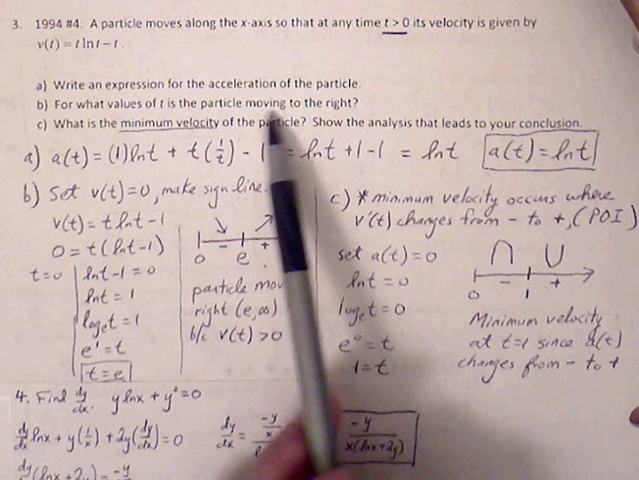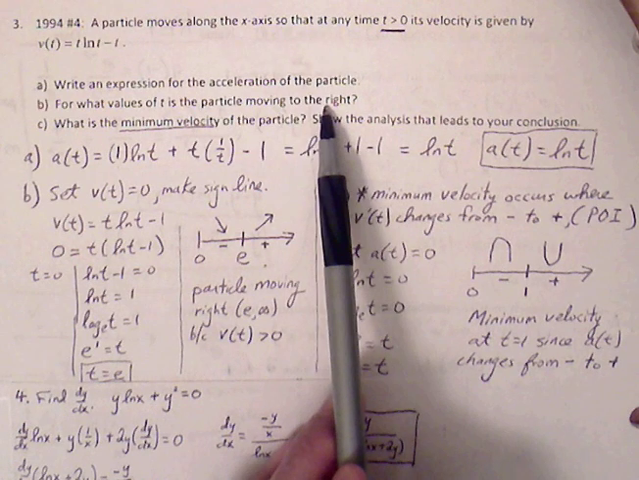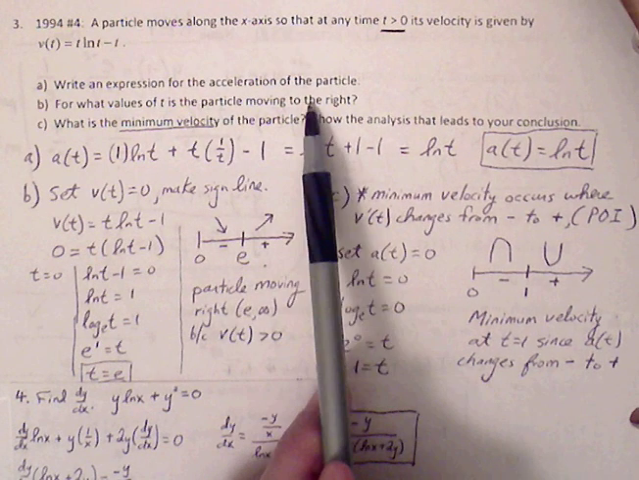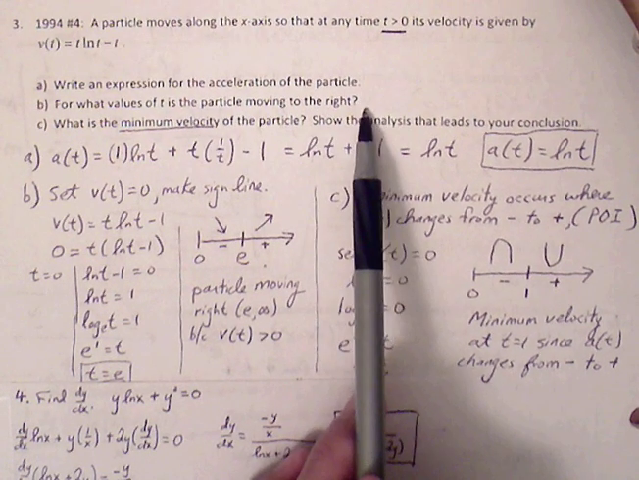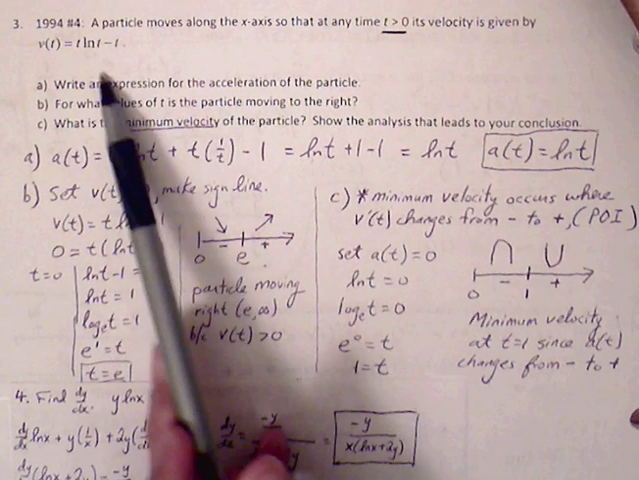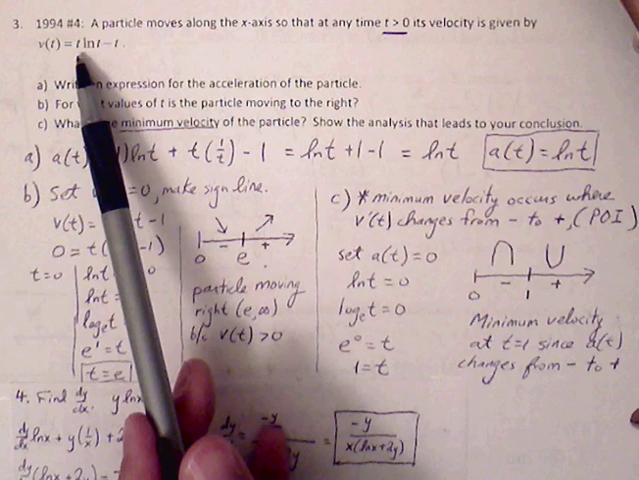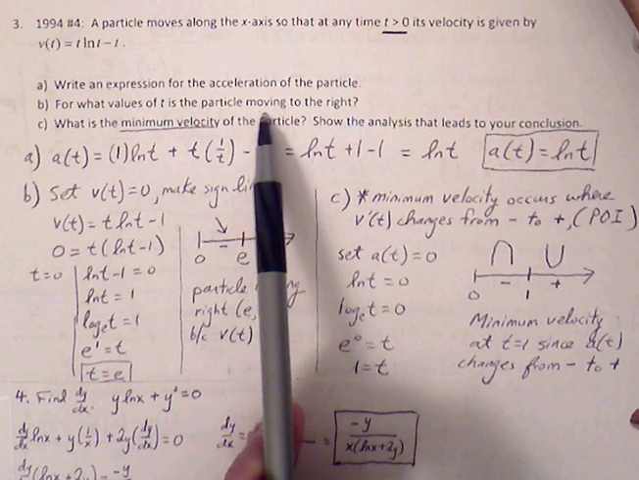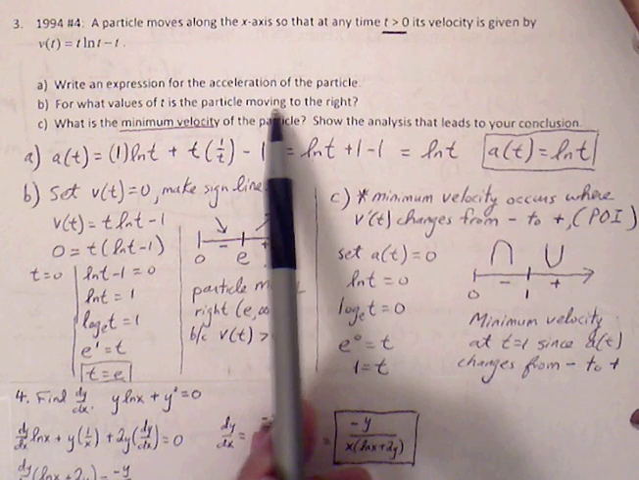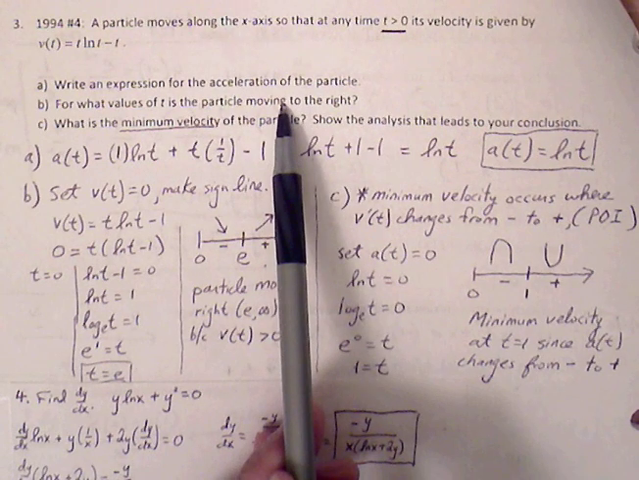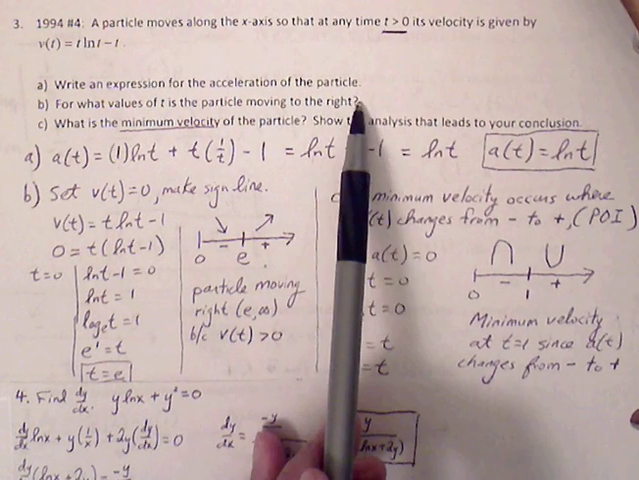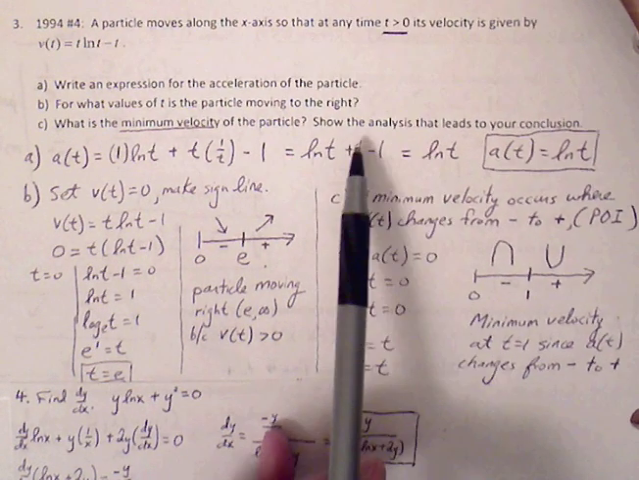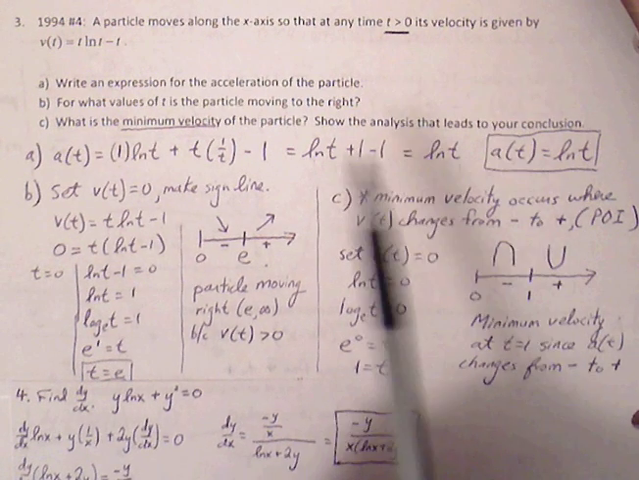Okay, part B, for what values is the particle moving to the right? So we can find critical points by figuring out where velocity is 0, and then from there we can test the intervals to the left and to the right. Now we're given the velocity function to begin with, so to find the critical points, let's just set our velocity function equal to 0, because to figure out where this particle is moving to the right, we first need to determine where it's stopping. Where's the critical point? And then we can test the intervals to see when it's moving to the right.